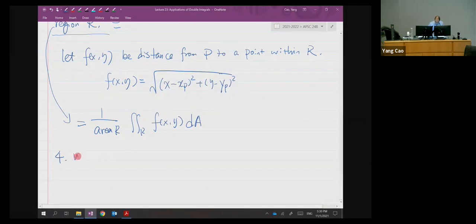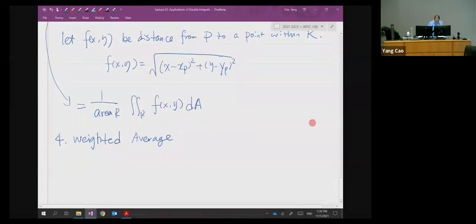Okay, good. Now let's extend it a little bit. The previous bullet point is the average value of a function over region R. So how about weighted average? Let's take a look at the concept of weighted average. In statistics, you have already learned the weighted average concept. So, the weighted average of a function f of x y.